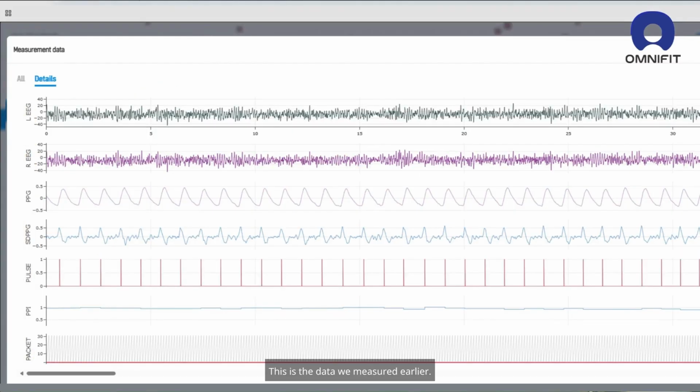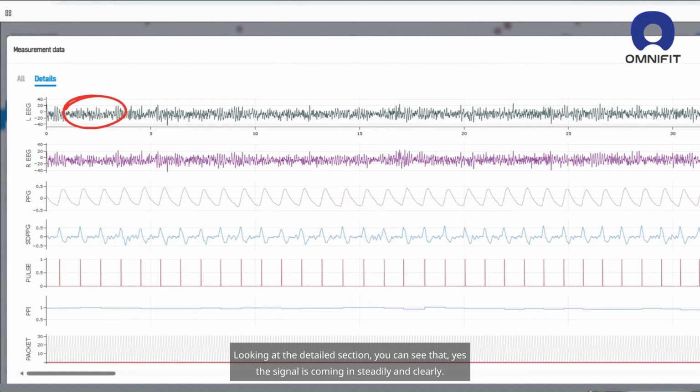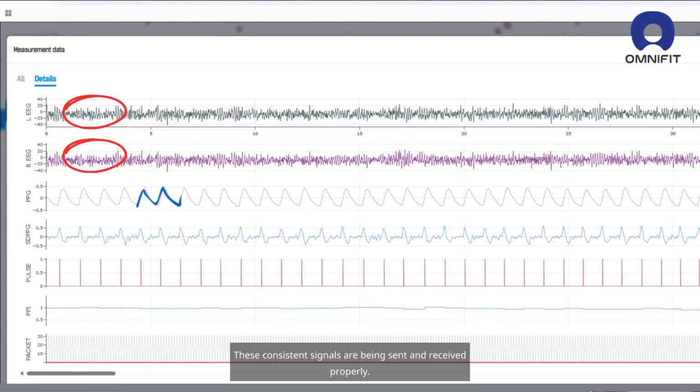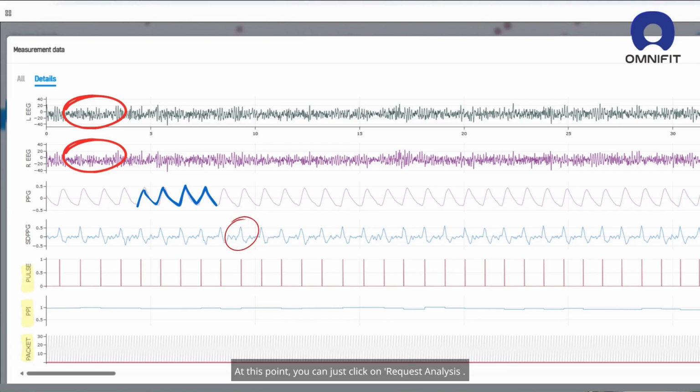Yes, that's right. This is the data we measured earlier. Looking at the detailed section, you can see that, yes, the signal is coming in steadily and clearly. Next are the PPG and SDPTG. Yes, that's right. These consistent signals are being sent and received properly. Similarly, the SDPTG values are also showing a clear waveform on the graph. The pulse and BPI are coming in well without any packet loss. At this point, you can just click on Request Analysis.